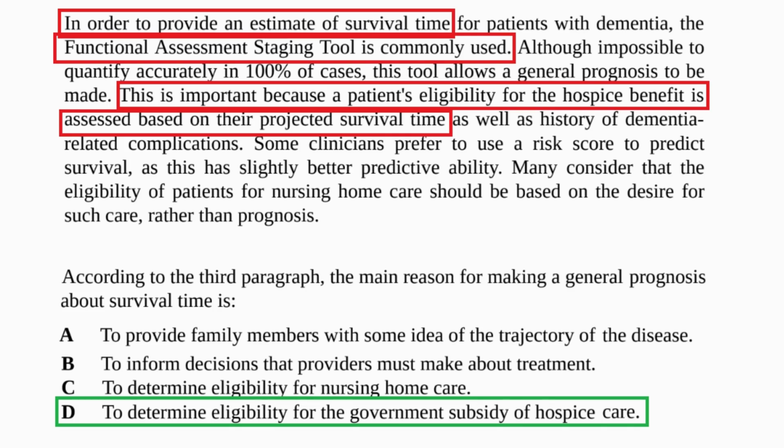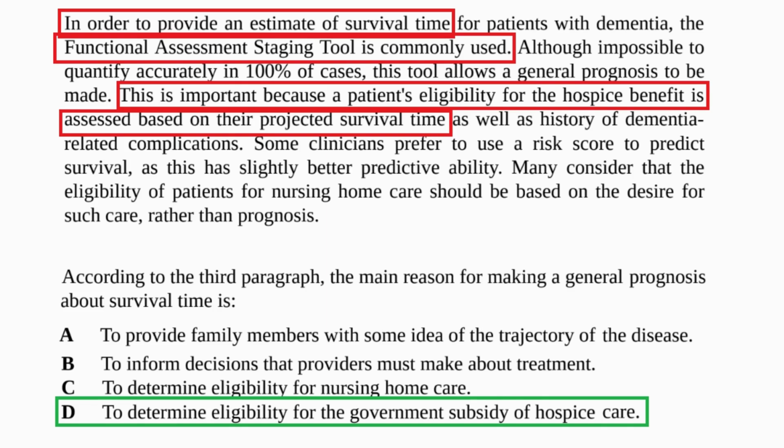Option C. To determine eligibility for nursing home care. This option is mentioned in the paragraph. Many consider that the eligibility of patients for nursing home care should be based on the desire for such care, rather than prognosis. However, this is not the main reason for making a general prognosis about survival time. The primary reason mentioned in the paragraph is related to eligibility for the hospice benefit.